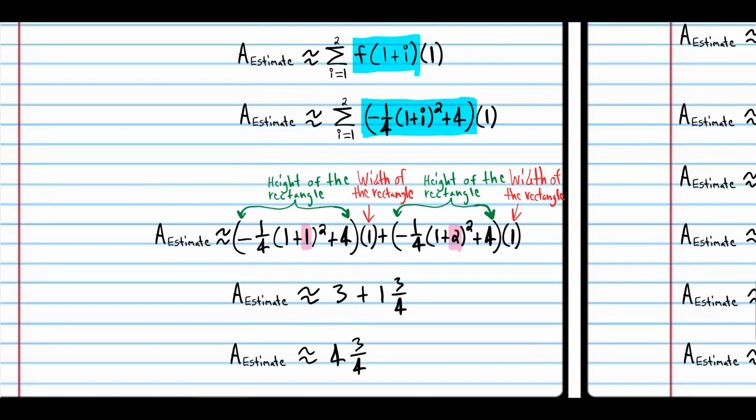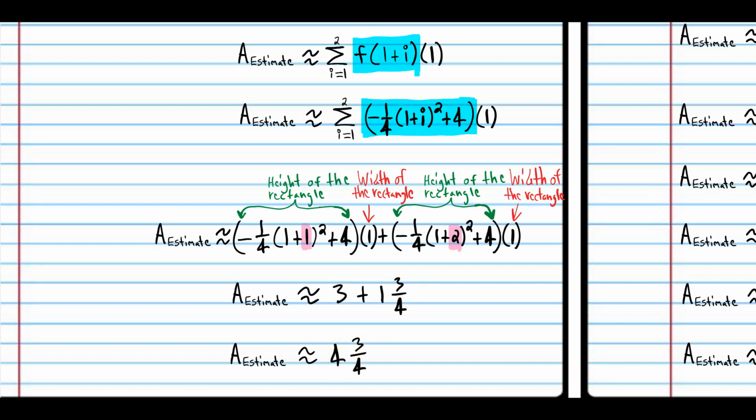So first, we're going to plug in 1. You see that pink 1? We plug that in for i. See that? And we calculate that, and we get 3. Then we're going to plug in 2, because that's the next integer up. You see the pink 2? Calculate that, and we get 1 3/4. So here's the area of the first rectangle, and here's the area of the second rectangle. Add them up, and you get our estimate.